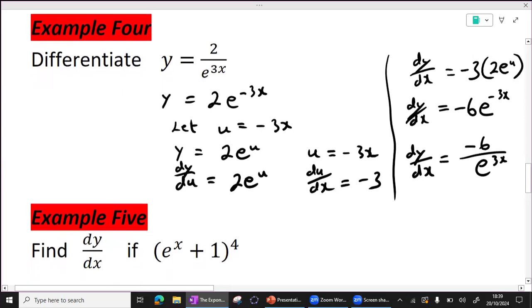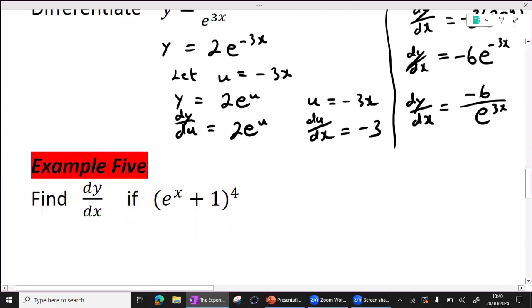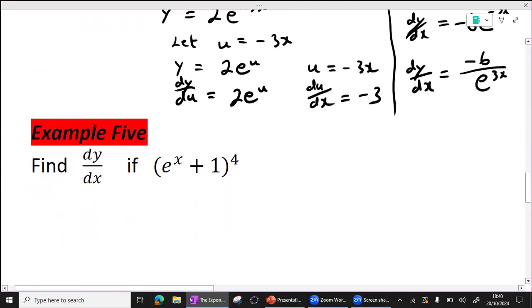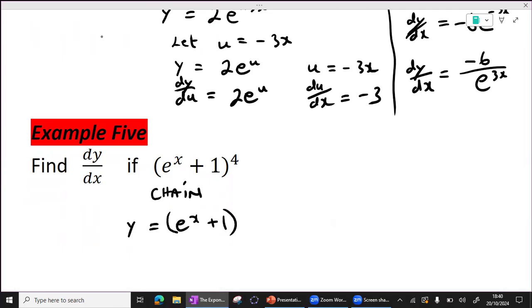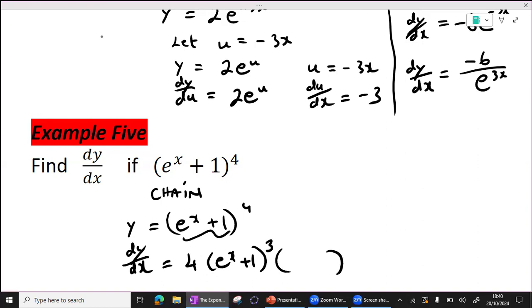Okay. The next one. So when I look at this one, and if you think for yourself here, it has a power. So this one has to be chain. So I do my usual. If my y is equal to this, and I'm using my chain rule, then dy dx is going to be 4 to the front and reduce the power by 1. But don't forget, I have to differentiate what's in there.